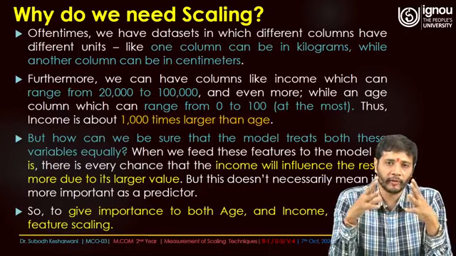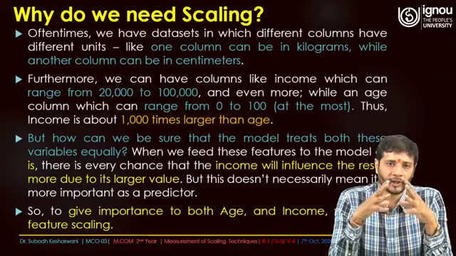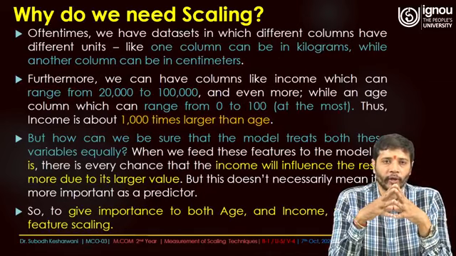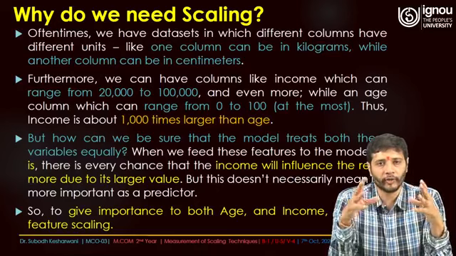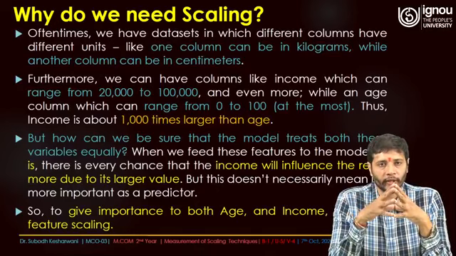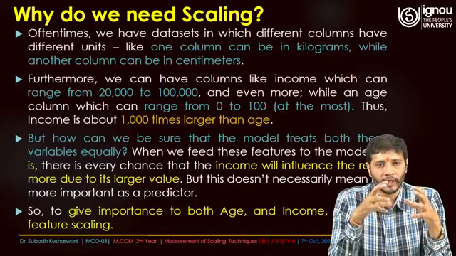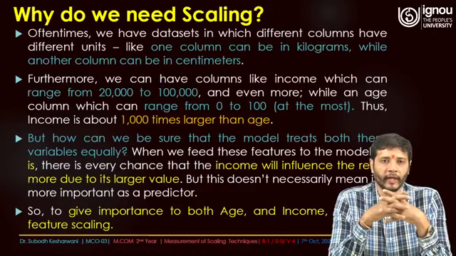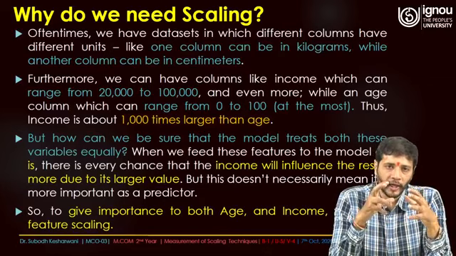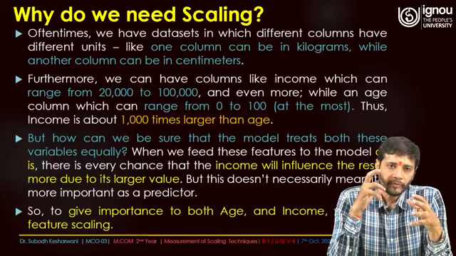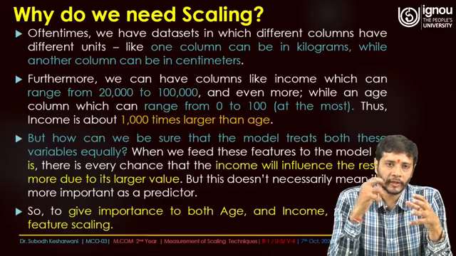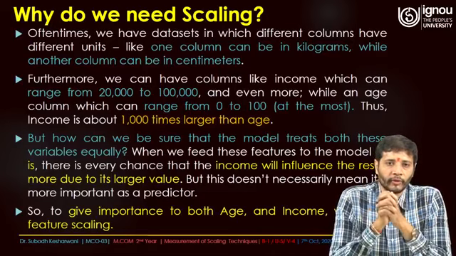Furthermore, we can have columns like income, which can range from 20,000 to 1 lakh, and even more. There are age columns which can range from 0 to 100 at most. So if we take income as a base vis-a-vis age, it could be 1,000 times larger. So how we are going to scale, how we are going to evaluate or measure, that is more important. So that is the thing.